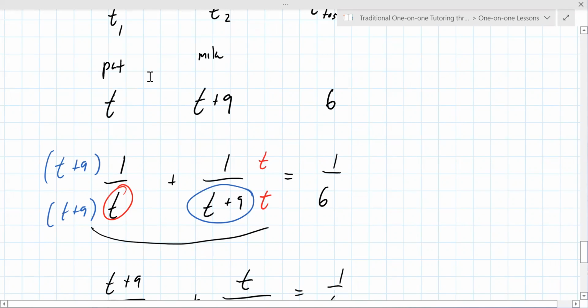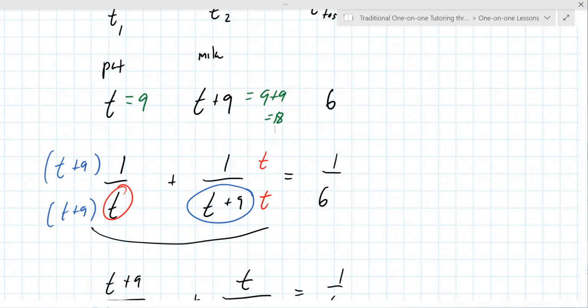So t equals 9. Mike is 9 plus 9 or 18. And I believe that's consistent with the answer space there. Yes, that makes sense. 1/9 plus 1/18. Yeah, I think that's 1/6.